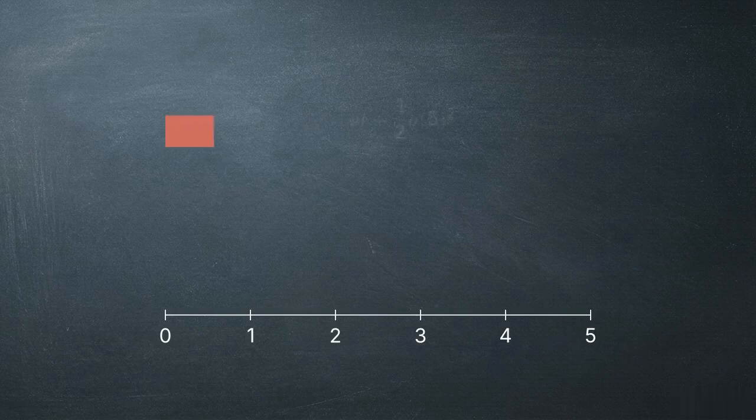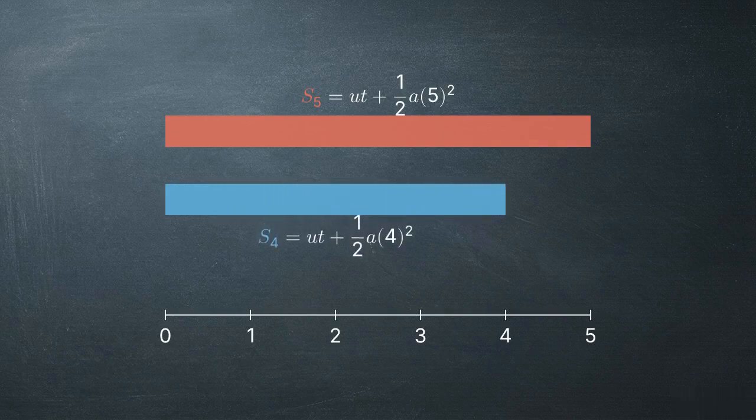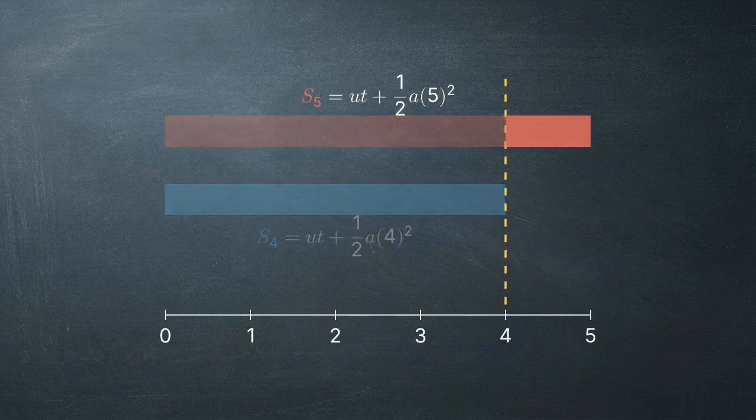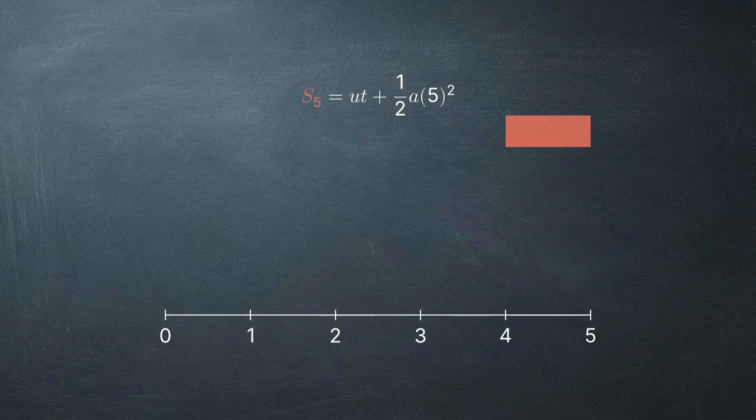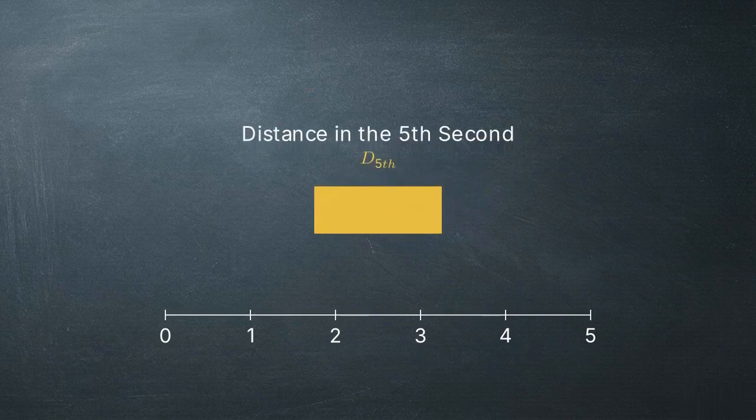First, we use the second equation of motion to calculate the total distance traveled at the absolute end of the full 5-second time frame. Next, we execute the equation a second time to determine the total distance accumulated just prior to that specific second, exactly at the 4-second mark. By mathematically subtracting the 4-second displacement from the 5-second displacement, the extraneous data is stripped out. We are left exclusively with the specific physical distance traveled during that 5th second.